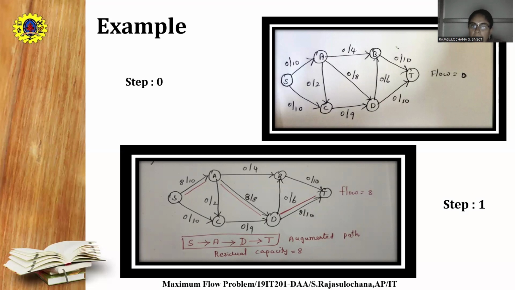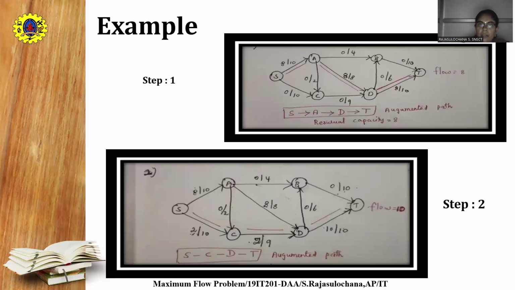So the next step is to add the minimum capacity chosen to the flow of all the edges in the path. From S to A, the initial flow is 0, so adding 8 to the initial flow will be equal to 8. And from A to D, again the initial flow is 0, so 0 plus 8 is 8. And from D to T, the initial flow is 0, so 0 plus 8 is 8. So the residual capacity of this particular augmenting path will be 8.